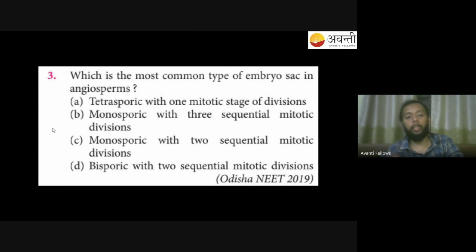Which is the most common type of embryo sac in the angiosperms? Again, it's a logical question, you can do this, it's not a difficult question. So take your time and then raise your hand. Which is the most common type of embryo sac in the angiosperm?